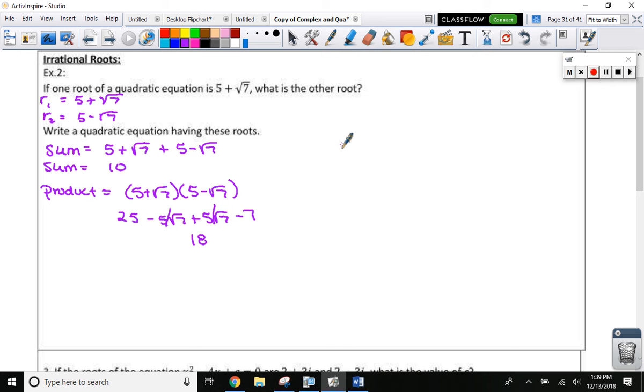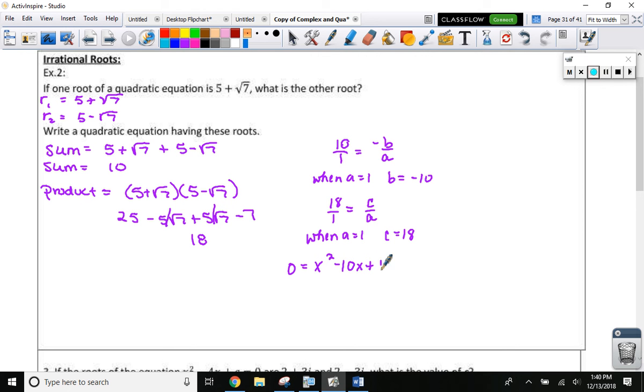So now we have our sum, which is 10 over 1, and what should that equal? Negative b over a. So when a equals 1, b has got to be negative 10. And I know my product is 18 over 1, so that's equal to c over a. So when a equals 1, c equals 18. Which means one possible equation is 0 equals x squared minus 10x plus 18, or y equals x squared minus 10x plus 18.